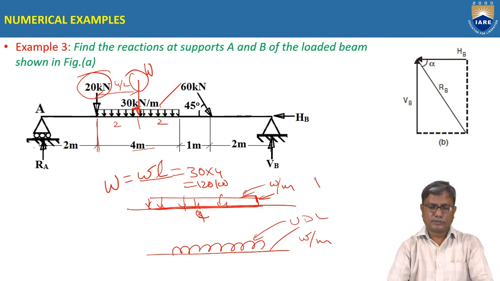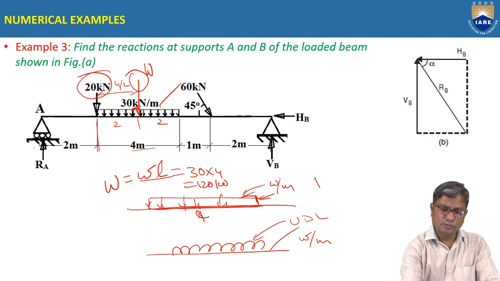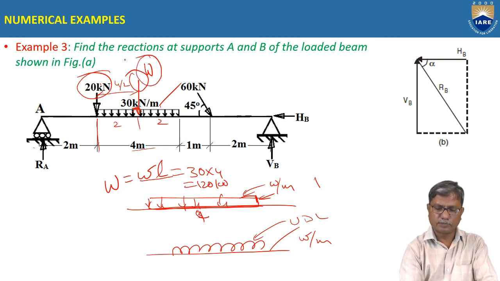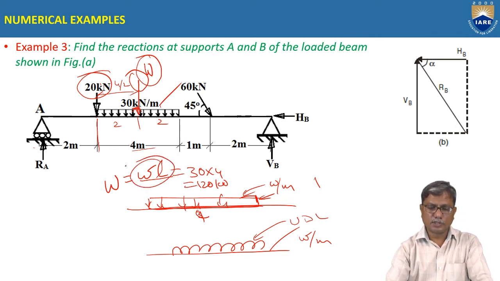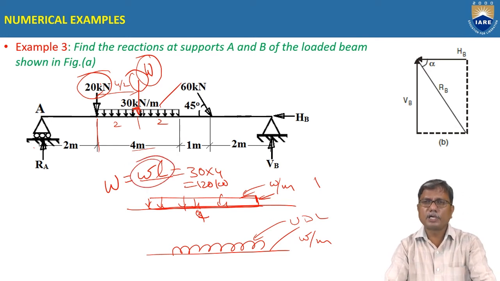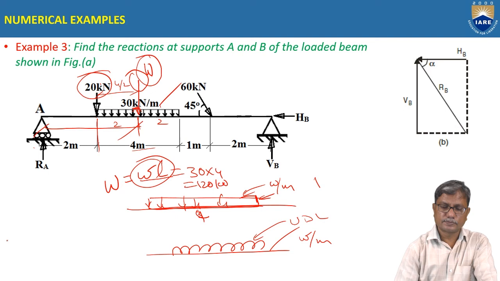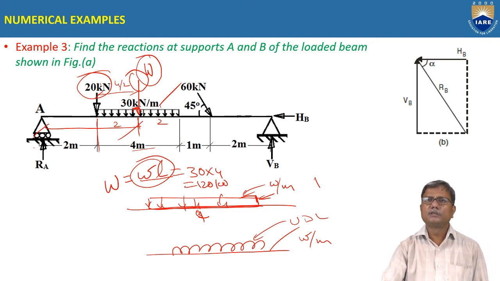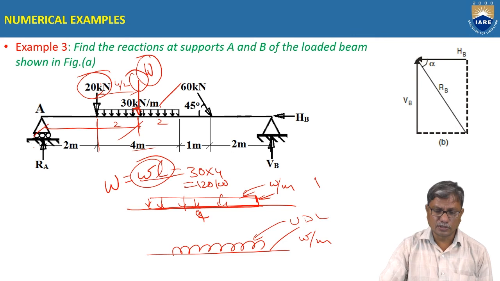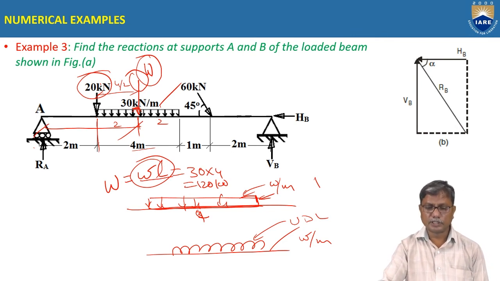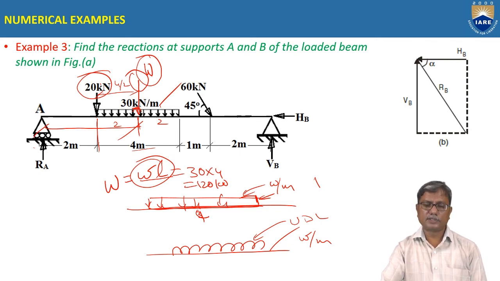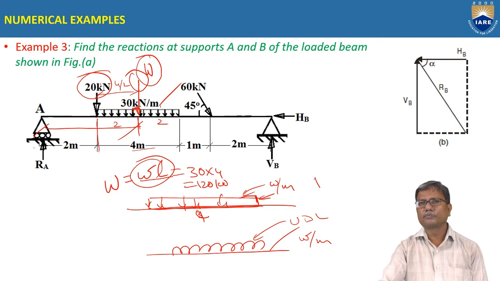Understand? So while taking moments, we take the moment of the total load W, which is obtained as the product of small w into L, the total load, multiplied by the distance of the point of application of the resultant. Where does the resultant act? It acts at the centroid of the rectangle, in this case of the UDL. That is the only difference. The remaining everything is the same. That means we apply the same equations of equilibrium here also.